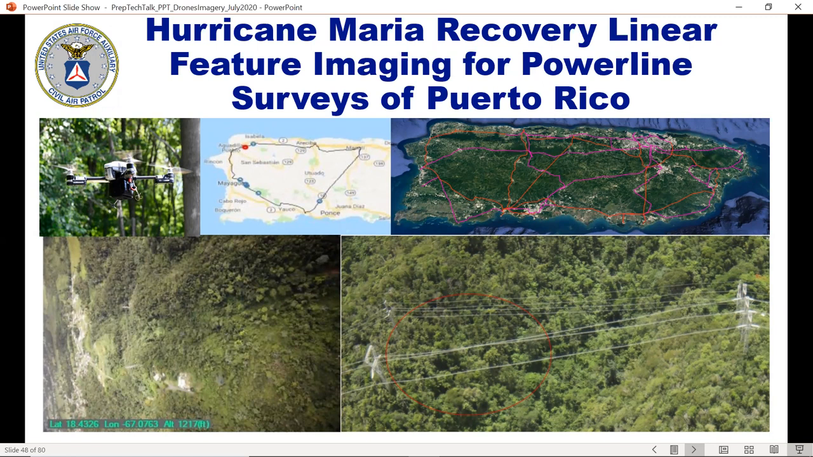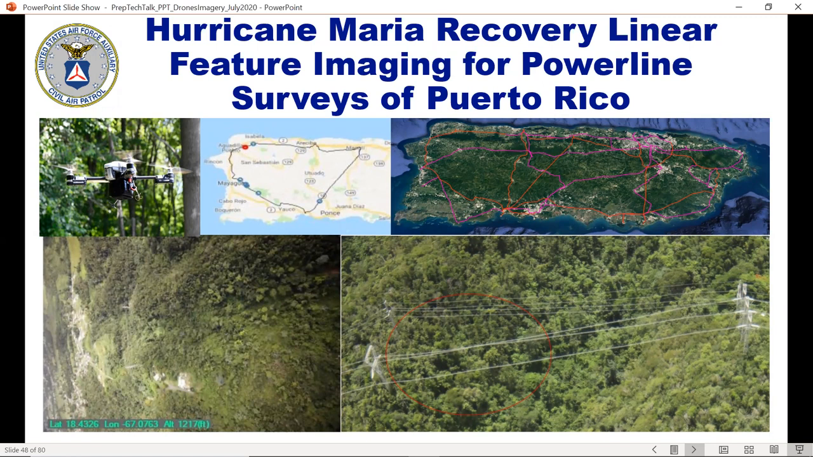Our entire Puerto Rico mission that lasted 6 weeks between our fixed wing aircraft and our UAVs cost FEMA under $1 million, and they were doing that to make a $60 billion decision on repair of infrastructure in Puerto Rico.